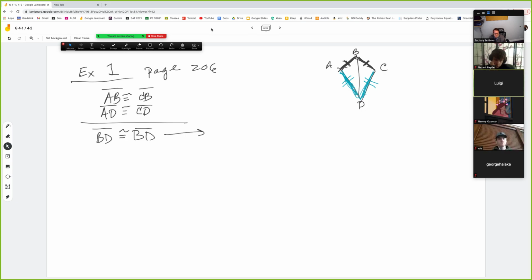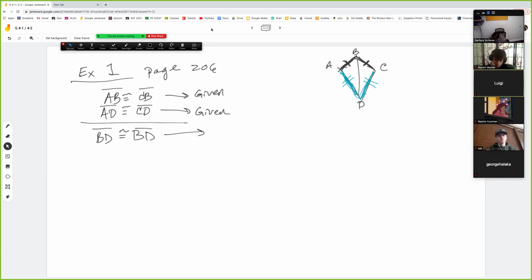Hey, Mr. Scrivener, I got here just now because of my Wi-Fi, so I might get this wrong. But I think that the reasoning behind why AB is congruent to CD is because they have the lines that denote that they are congruent sides. The lines going through the lines. Yeah, so you'd say that that's given.